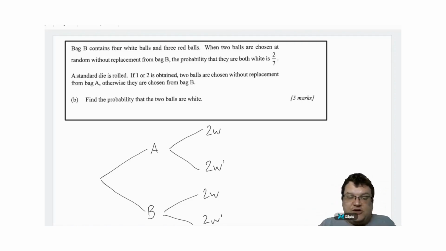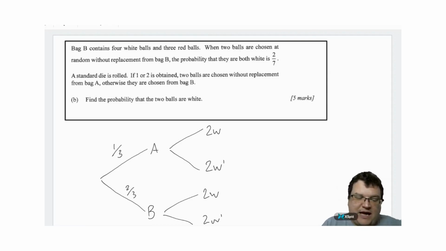Now the probability of choosing bag A is, that's if I roll a 1 or a 2 on my normal 6-sided dice. So that's going to be 2/6 or 1/3. Therefore the probability of choosing bag B will be 4/6 or 2/3. Remember, we write our probabilities along the branches and the outcomes at the end of each branch.